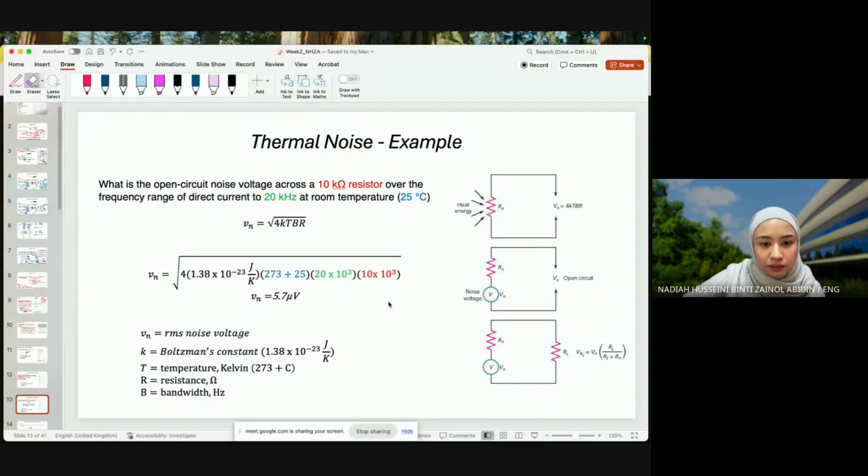So 4 times Boltzmann constant, 273 plus 25. This is in K, so this gets cancelled out. 20 times 10 to the 3 is in hertz. And this is, what is this? Ohms. So you multiply this, square root this, and you will get something in volt.